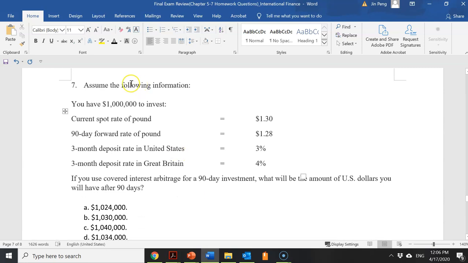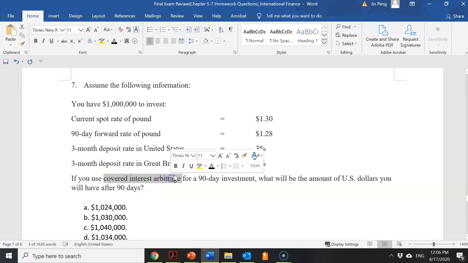Question 7. Assume the following information. If you have $1 million to invest and you know the current spot rate of pound is $1.3, the 90-day forward rate of pound is $1.28, the 3-month deposit rate in United States is 3%, the 3-month deposit rate in Great Britain is 4%. If you use covered interest arbitrage for 90-day invest, what will be the amount of US dollars you will have after 90 days?